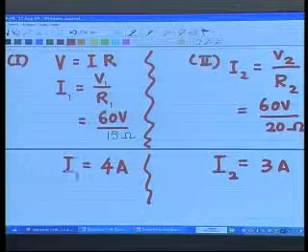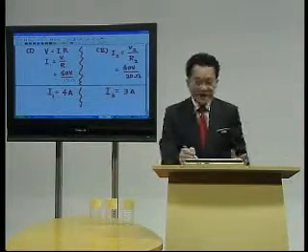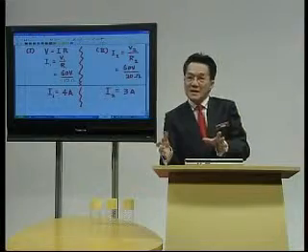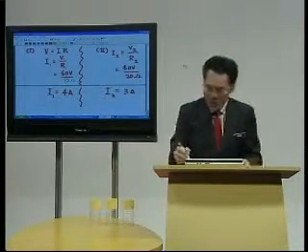This is I1. So, on the left and on the right hand side, what has happened to the electric current? What has happened to the ammeter reading? Look at the answers again.